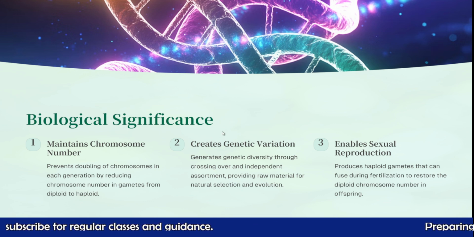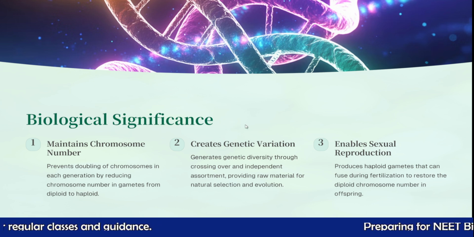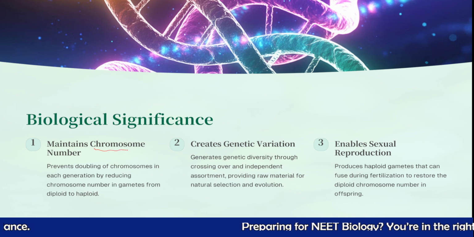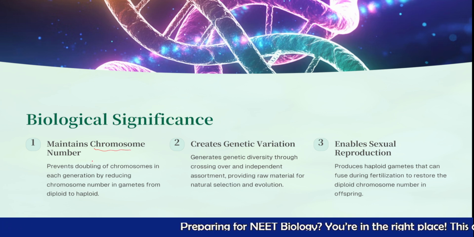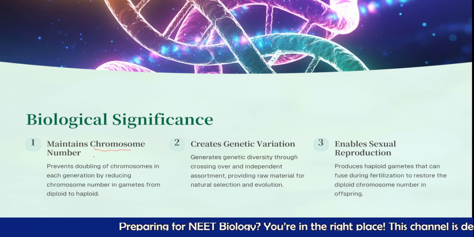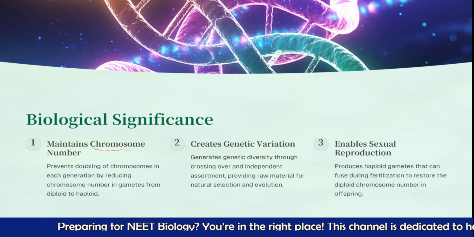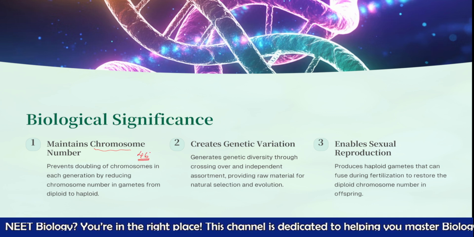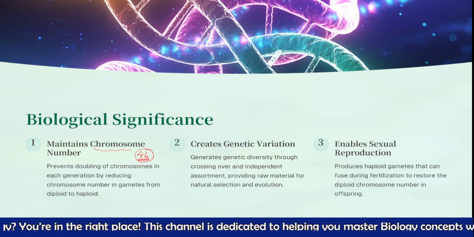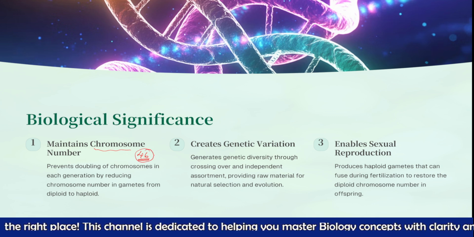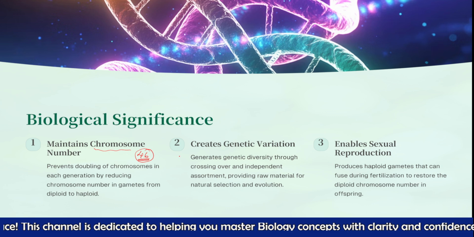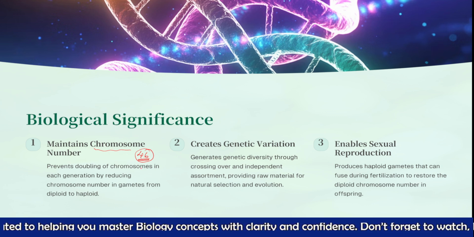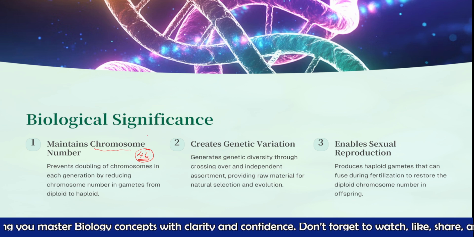Moving on to the next, what is the significance of meiosis? Meiosis is very, very important for maintaining the species. How does it maintain the species? Because it maintains the same chromosome number. Each species has a specific chromosome number, right? What is the chromosome number of human beings? It is 46. So a chromosome number of 46 is there for the species Homo sapiens. For maintaining that species, a specific chromosome number should be maintained. That maintenance is through meiosis.